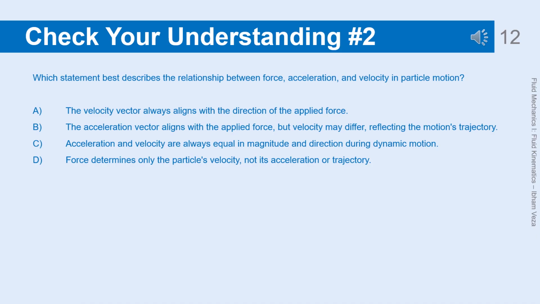Check your understanding. Number 2. This question emphasizes the relationship between force, acceleration, and velocity in particle motion. The core idea is that acceleration aligns with the force, while velocity may have a different direction.